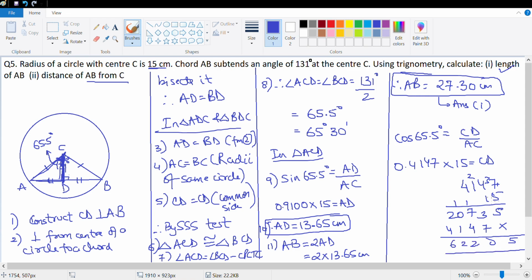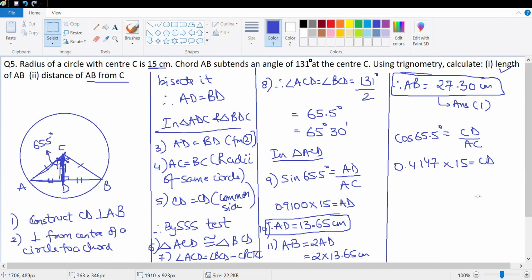So 62205, how many decimals? 4. 1, 2, 3, 4. So this is 6.2205. Okay, let me erase this as well. I'll have space to write my final answer.